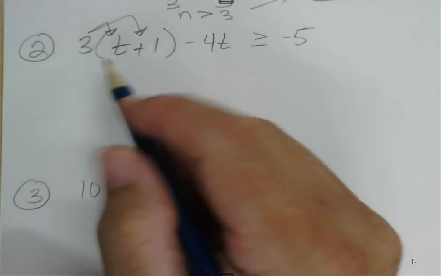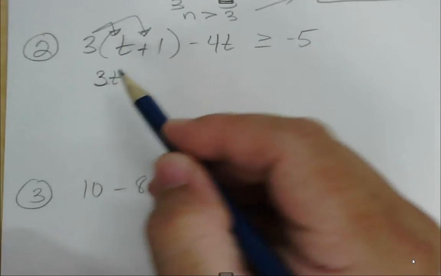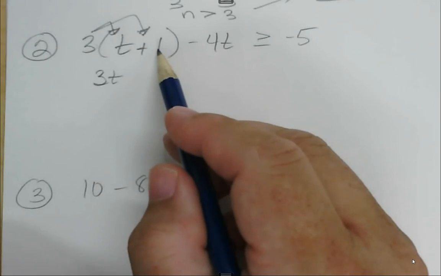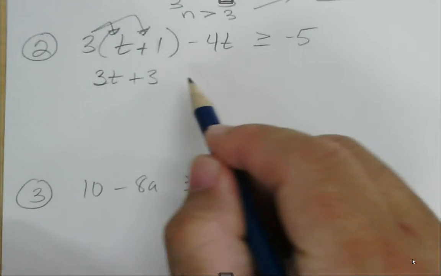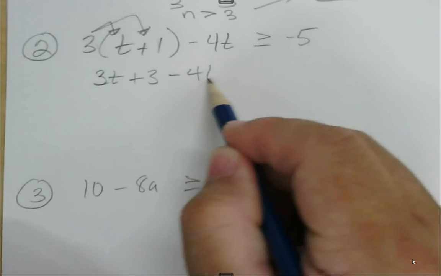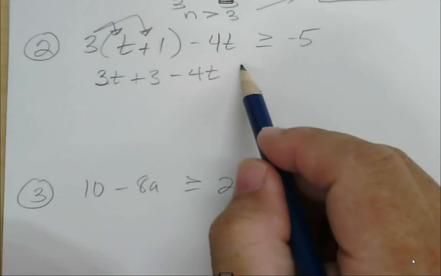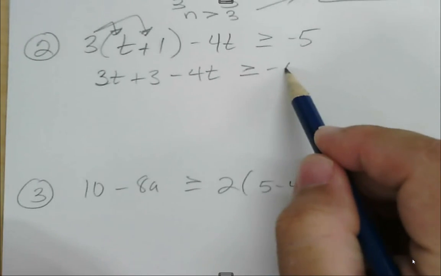So 3 times t equals 3t. 3 times 1 is 3. And then minus 4t I'm just going to bring down. And I still have the greater than or equal to negative 5.